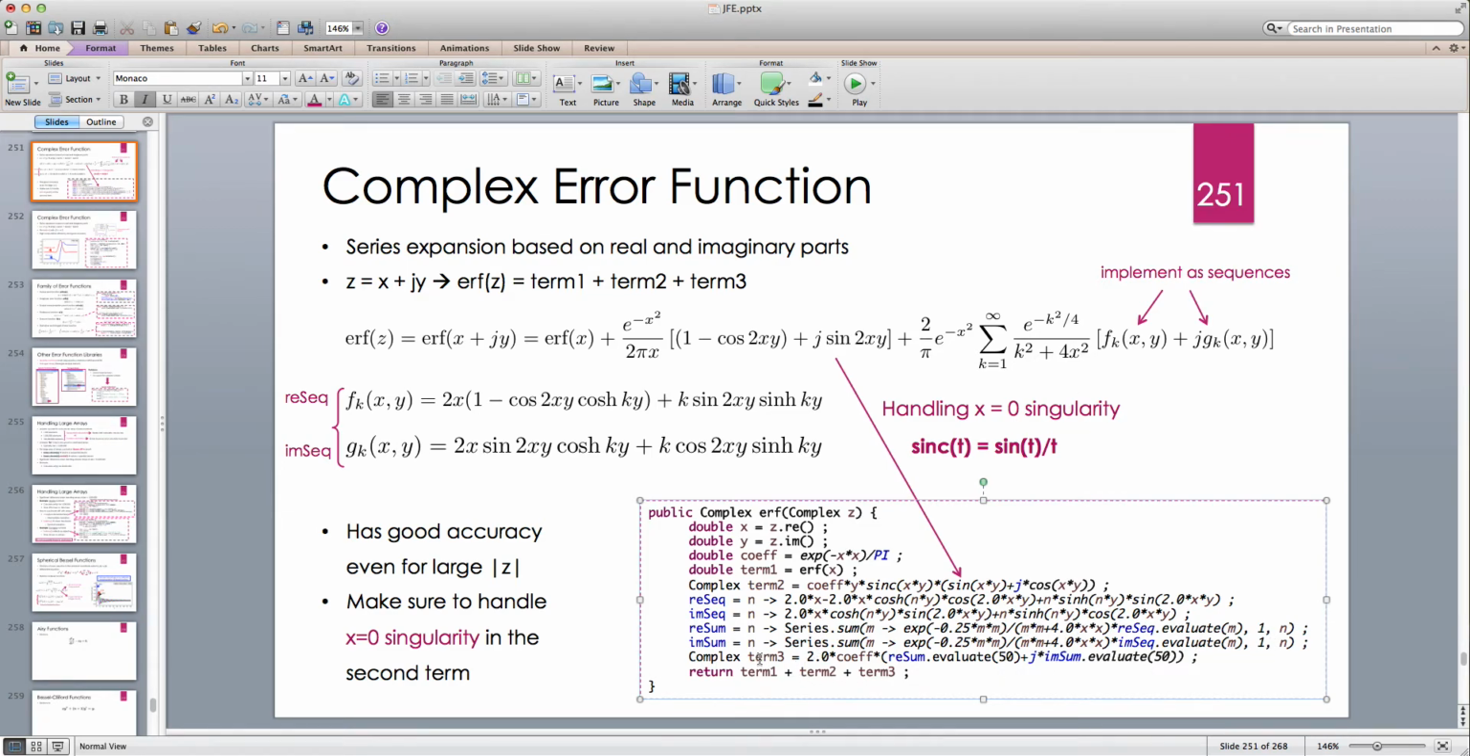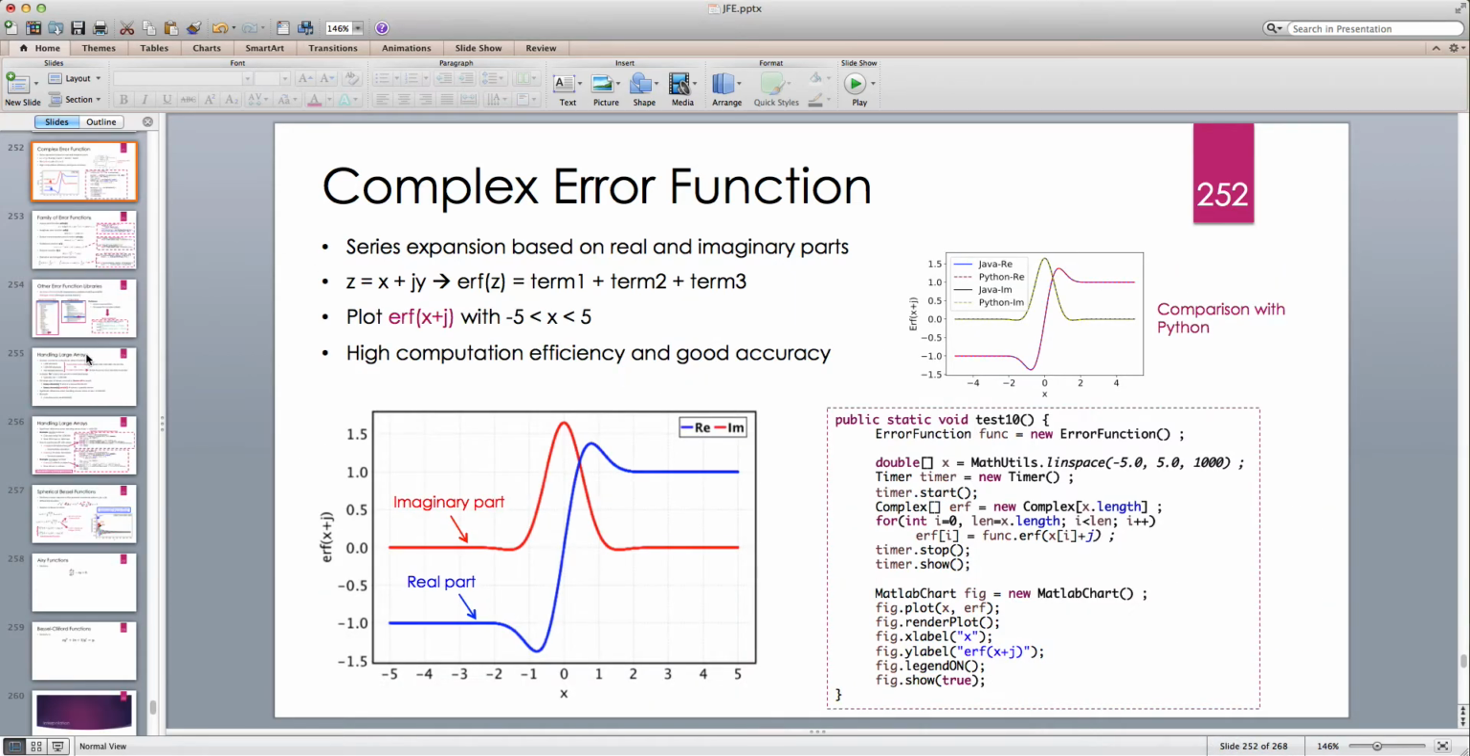Okay, and then term 3 is 2 times coef, which was minus x squared over pi, times the evaluation of the summation of the real part plus j times the evaluation of the summation of the imaginary part at 50 terms, and then we add them together. All right, so let's head to Eclipse. And before going to Eclipse, let me show you the next slide.